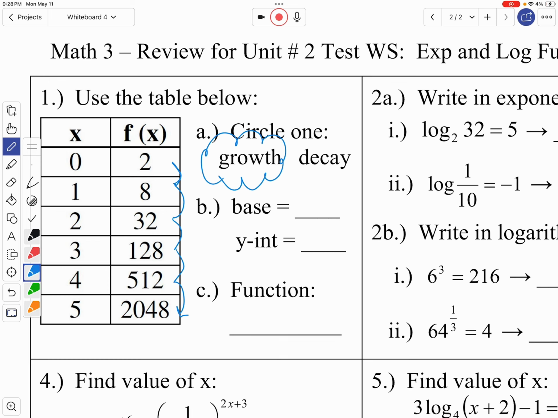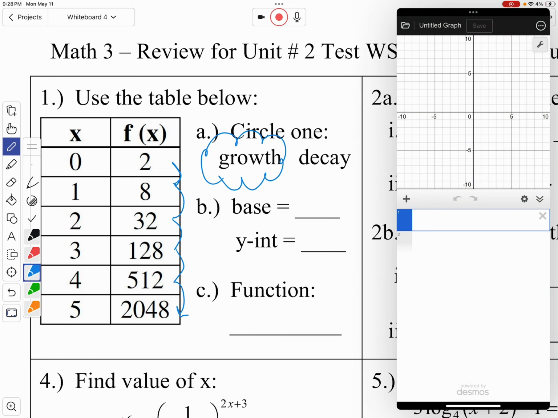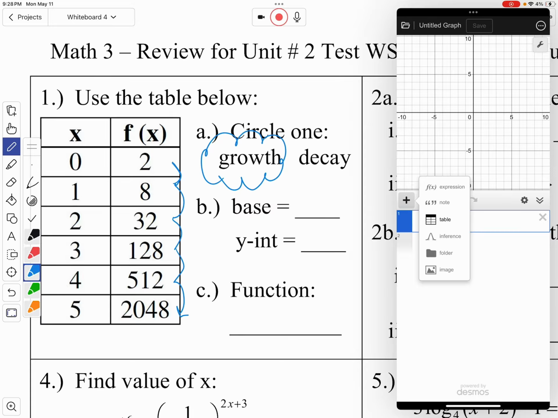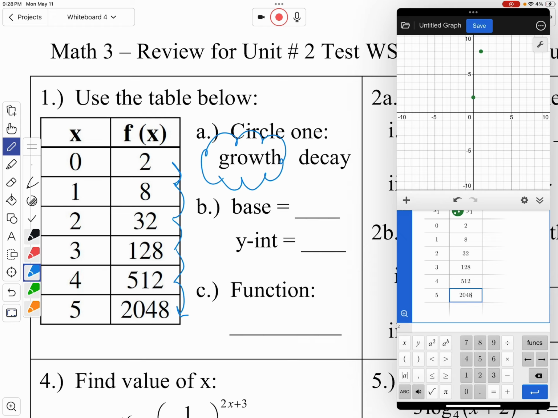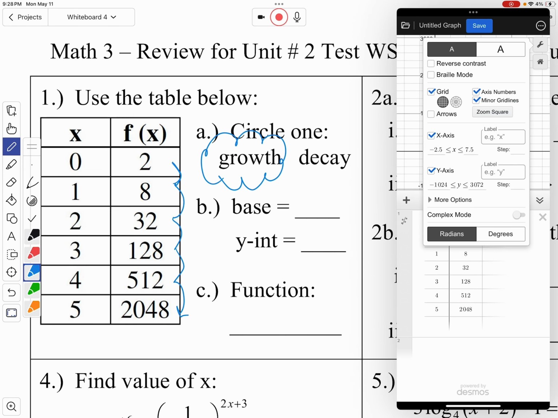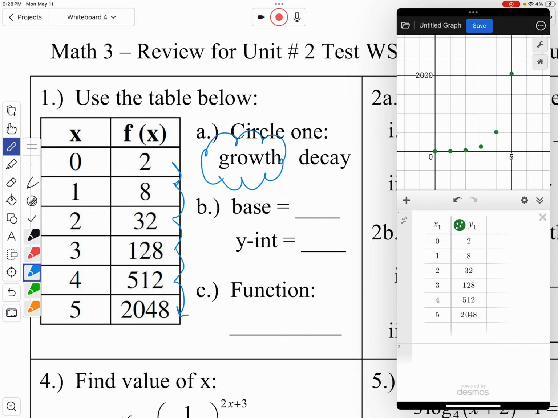If you're somebody who needs to see that or just double check, you can use Desmos and recreate this table in Desmos. All I'm doing is just entering the data that they have given me into my table. 2048. If I hit the little magnifying button next to my table, it will auto adjust for me. And I can see that those points are increasing. They're going up, which is a growth model.